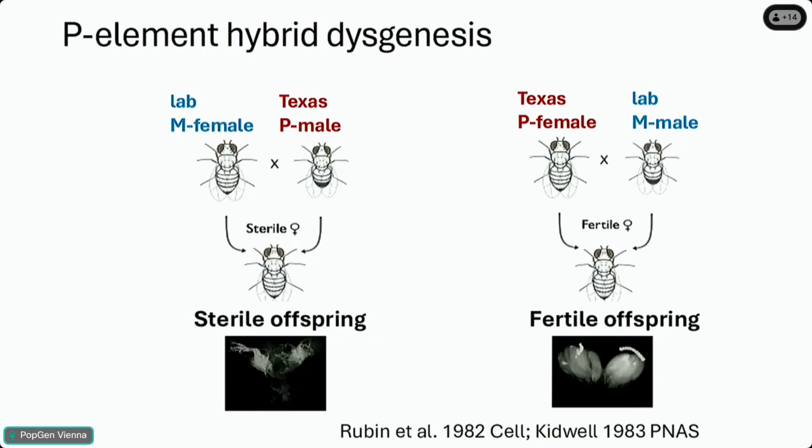This problem here is occurring in the females, where they have shredded ovaries. They have ovaries with almost no eggs in them. If you do the cross in the reciprocal direction, everything's fine. So there's something about the direction of the cross that's causing this problem.